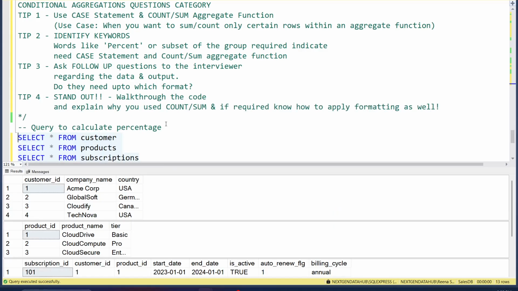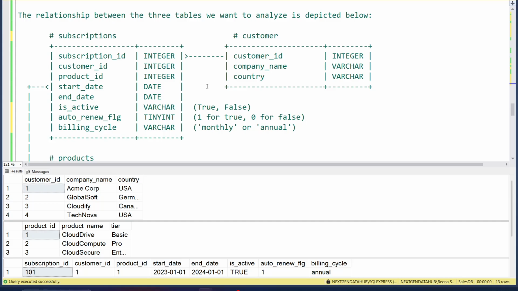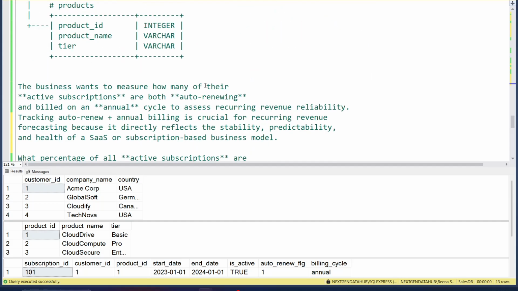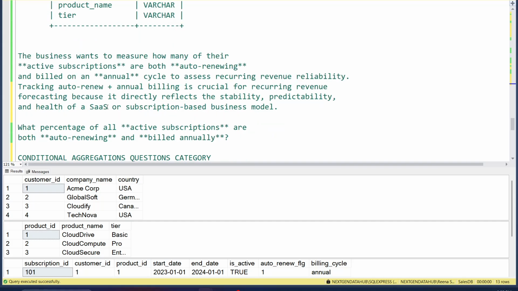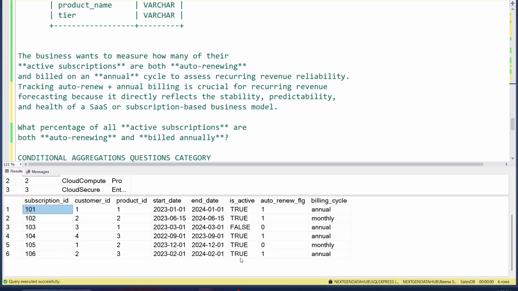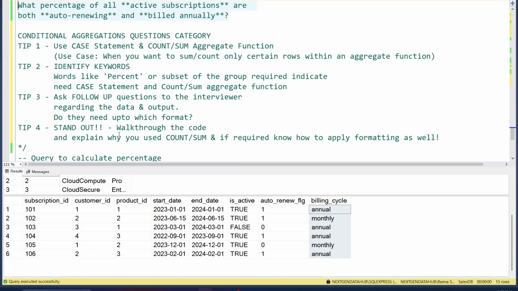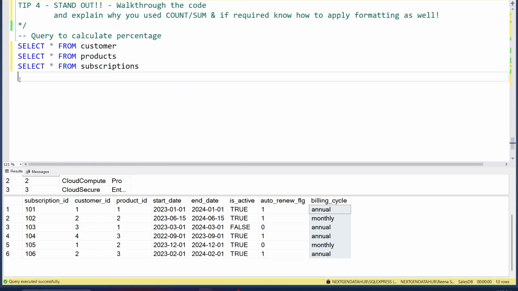Sometimes they might provide you multiple tables, but you need to keep in mind whether we need to use all the three different tables, whether we need to join or not. Here you can see we need the active subscriptions, which we can get from the subscription table. Then we need the ones which are auto renewing, and that information we can also get from the subscription table, this particular column. And then billed annually, so the billing cycle. All the three fields that we need are available in the subscription table itself. So we don't need to use multiple tables here.